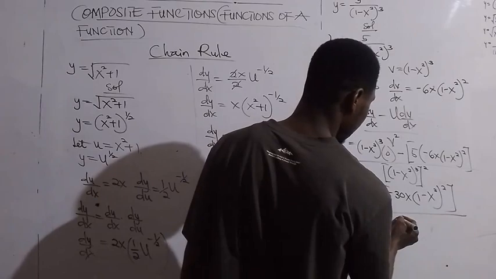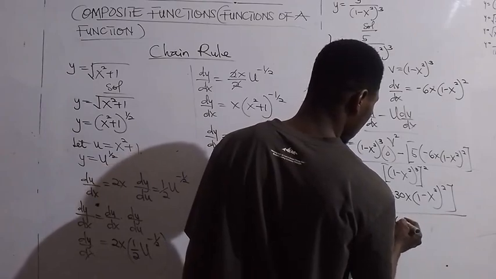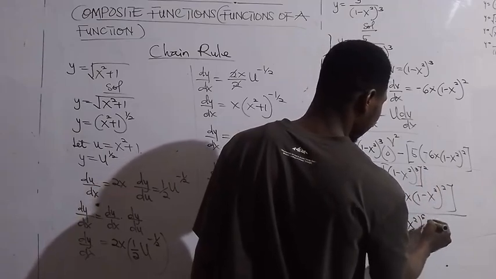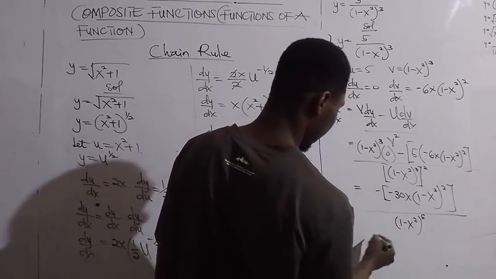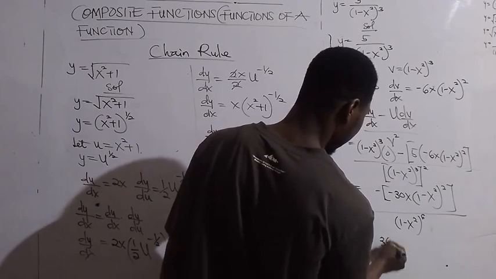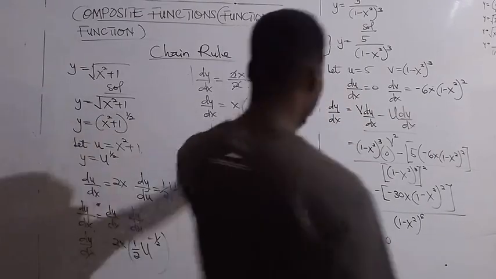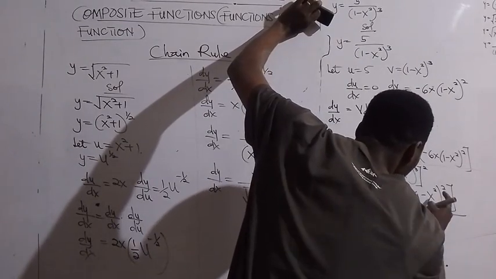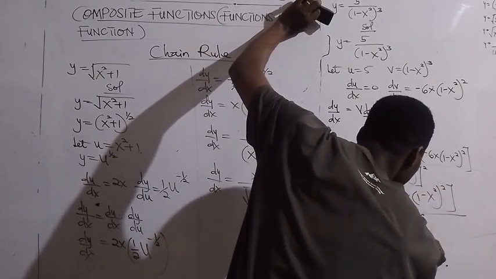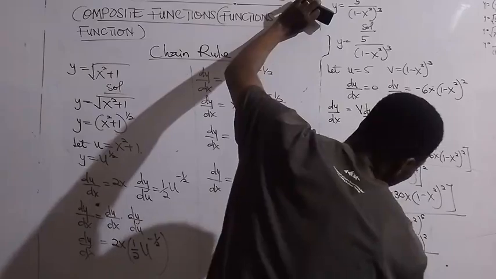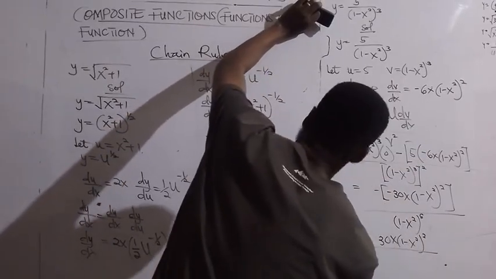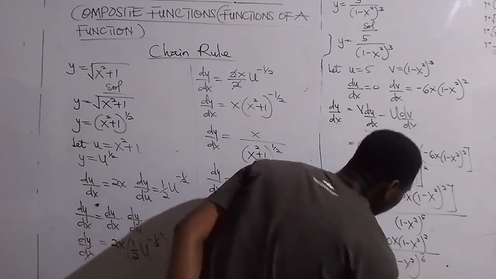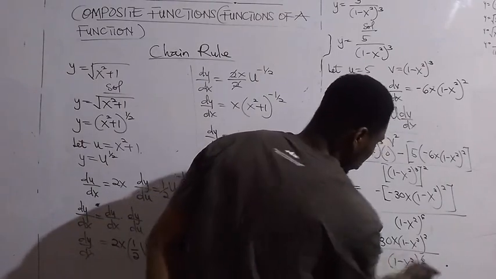This will give us 1 minus x squared. This and this will multiply, giving us what? 6 indices. So this will give us a positive 30. Positive 30x. Then we have 1 minus x squared to the second power. Then this will be our dy over dx. This will be 1 minus x squared to the 6th power. So you can see that this and this, they are common. So we can still reduce it.